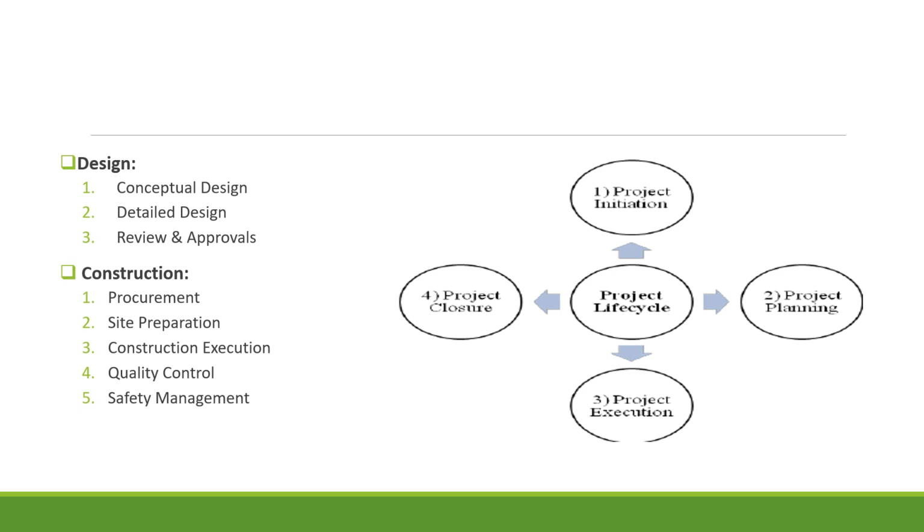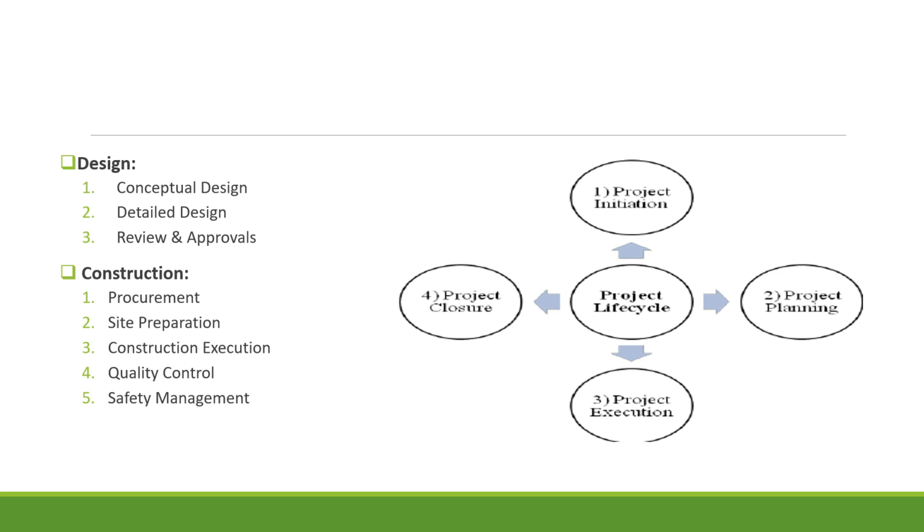Review and approvals. Now, this involves submitting designs for stakeholder reviews and securing necessary permits or approvals. The next phase is construction. Now, this comprises procurement, site preparation, construction execution, quality control, and safety management. Procurement involves purchasing or securing necessary materials, equipment, and contractor services.